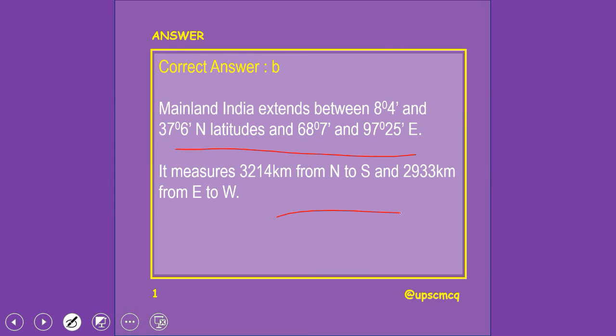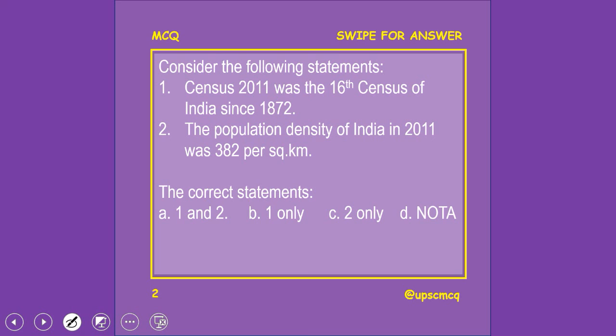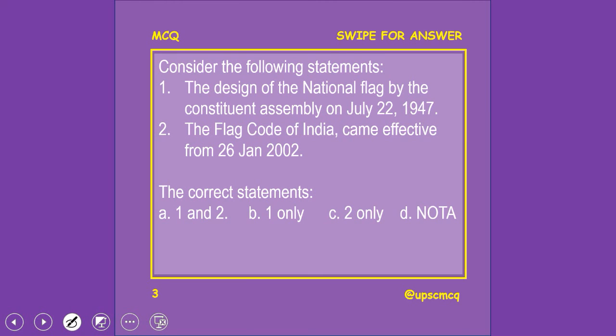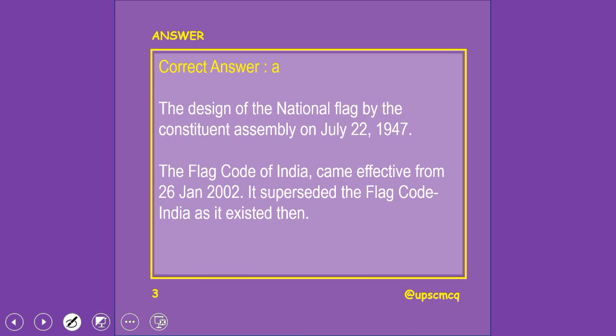The other question is, census 2011 was the 16th census since 1872, and the population density of India in 2011 was 382. This is correct, and 16th census is incorrect since it was the 15th census, not the 16th. Now, the design of the national flag was adopted by the Constituent Assembly on July 22nd, 1947. Correct. The Flag Code of India came into effect from 26 January 2002. Correct. A should be the answer.